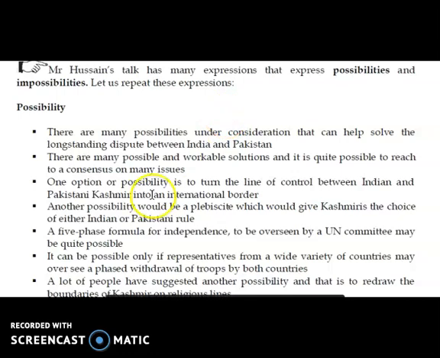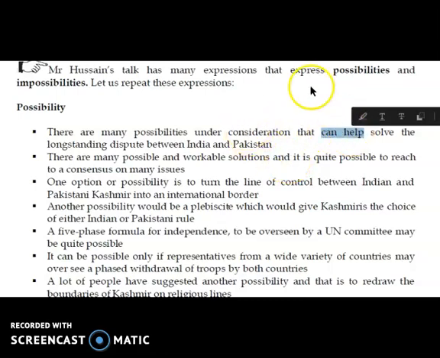If you talk about possibilities, I will pick only two. You can rather take a screenshot and practice all. There are many possibilities under consideration that can help solve the long-lasting dispute between India and Pakistan, right? So use of the word can, right? Can help.